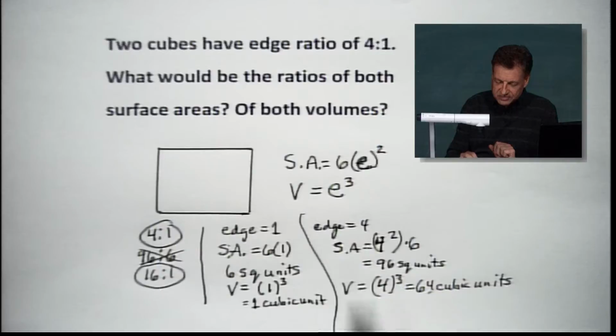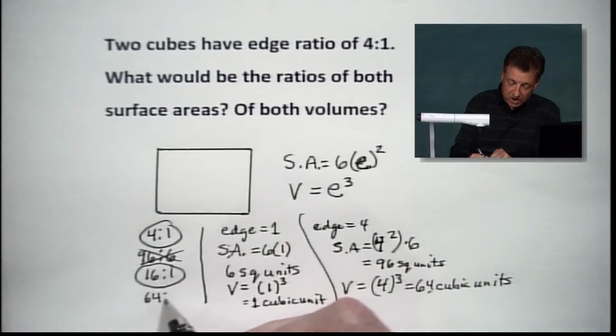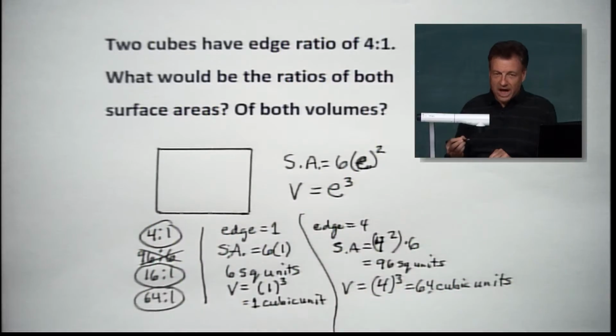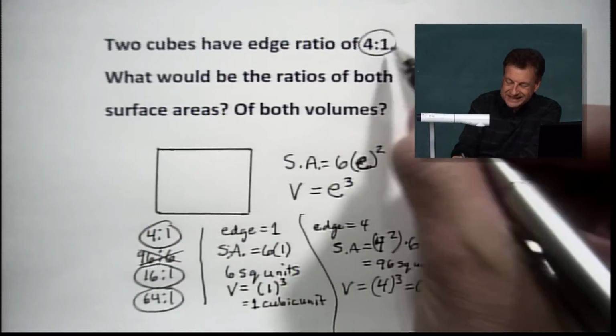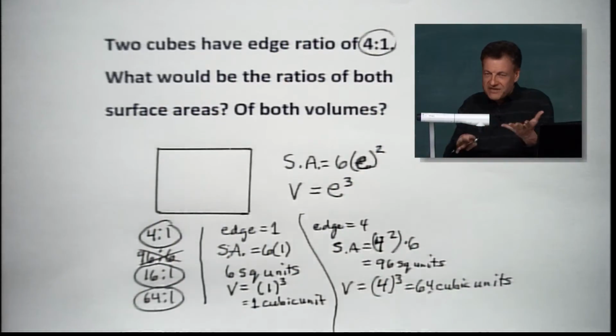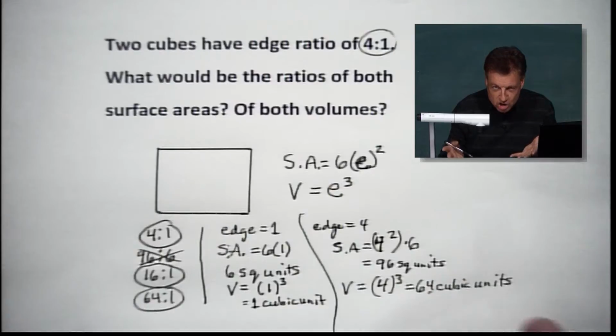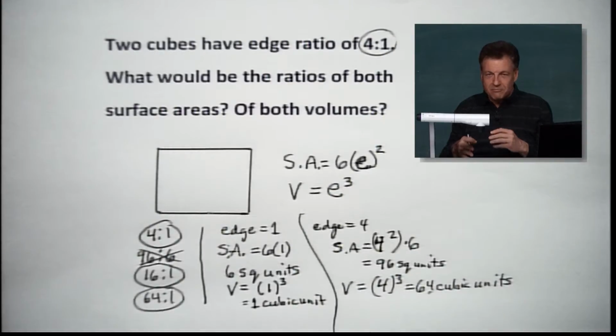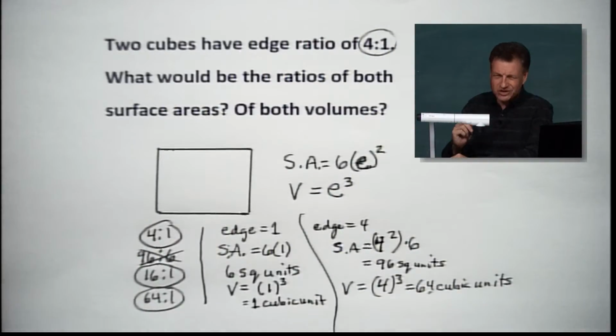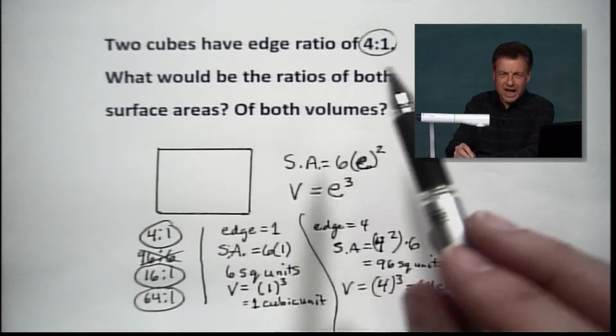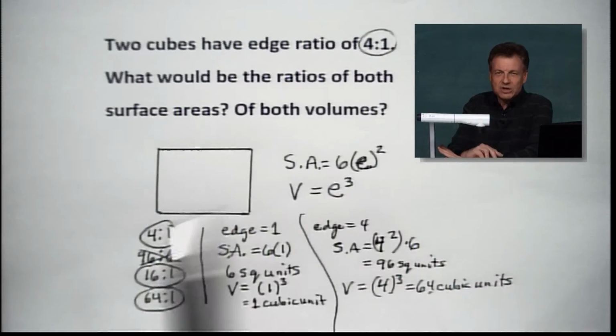My goodness, volume says what? 64 to 1. We can't reduce that one. So there we are, 64 to 1. Those are your ratios. Now, I want you to notice something here. This 4 to 1 was linear measurement, whether it be feet, my goodness, it could be yards, could be meters, it could be oh goodness, miles would be a big cube, right? You get the idea, inches, centimeters, all sorts of things.